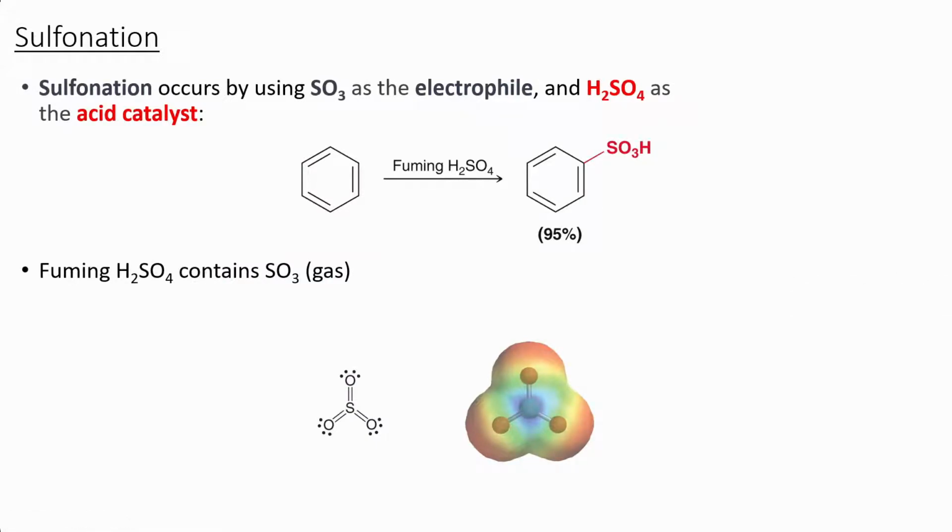The next reaction that we're going to look at is sulfonation. In this case, our electrophile is going to be SO3, and we'll use a sulfuric acid catalyst. So fuming sulfuric acid actually contains SO3 as a gas. We can look at the electrostatic potential map for this and see that it's quite positive on the sulfur, which makes it a great electrophile.